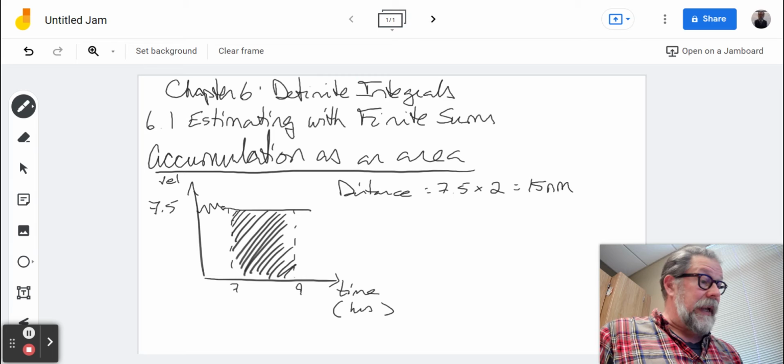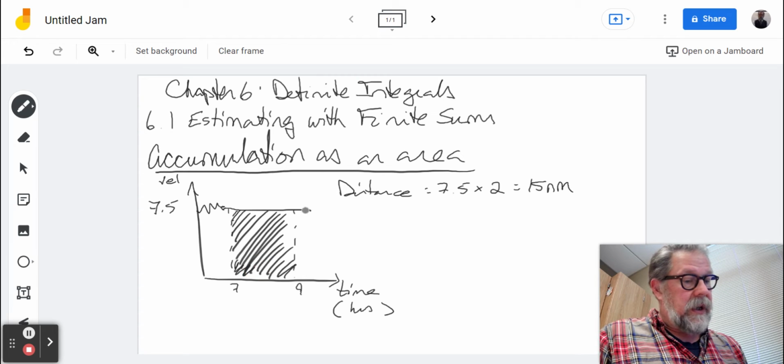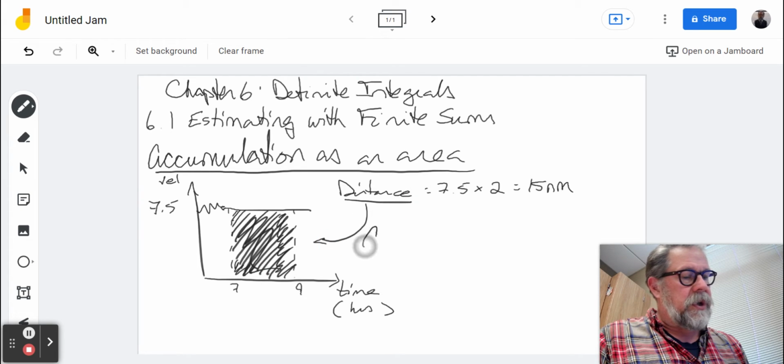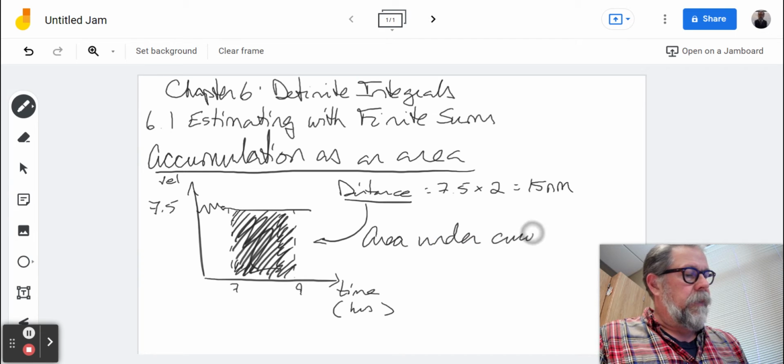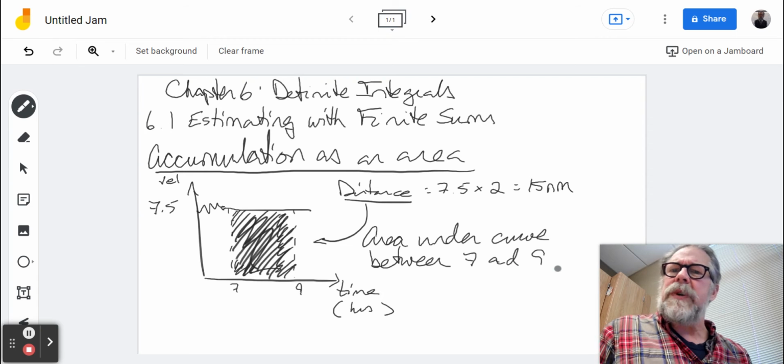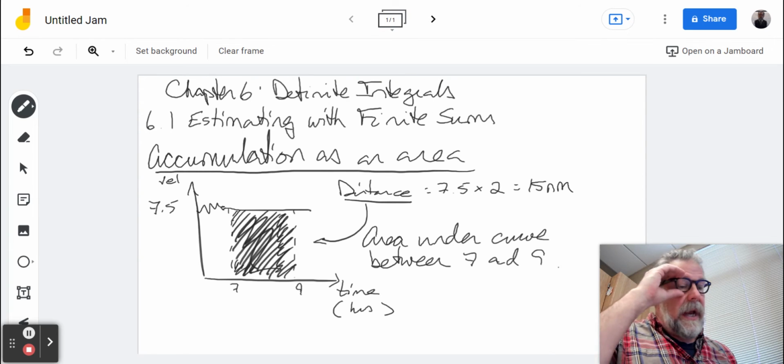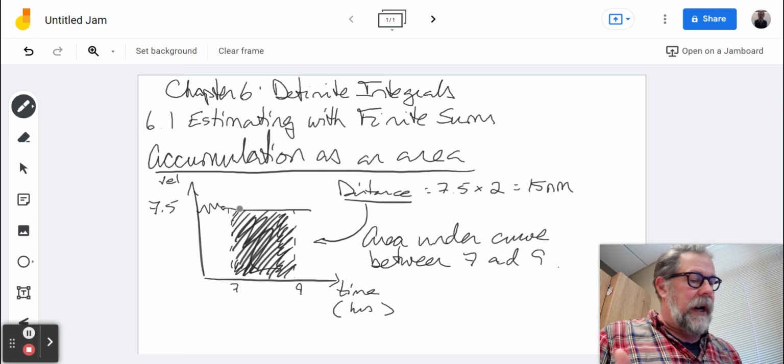Well, another way to think of this, when I look at this graph of what's going on here, is that the distance traveled by the ship is also the area under the curve between 7 and 9. So we're going to explore this a little bit further. The idea that we can add up, we can calculate something, an accumulation, by looking at the area under a curve.